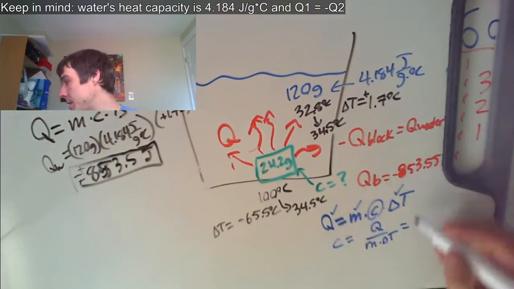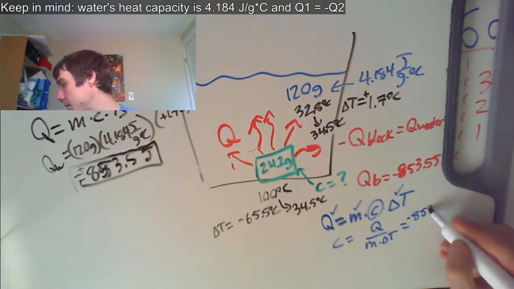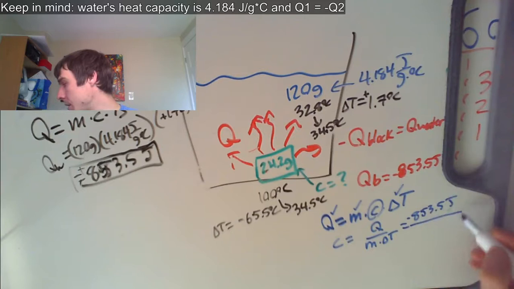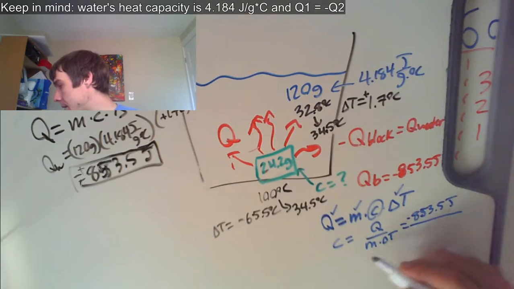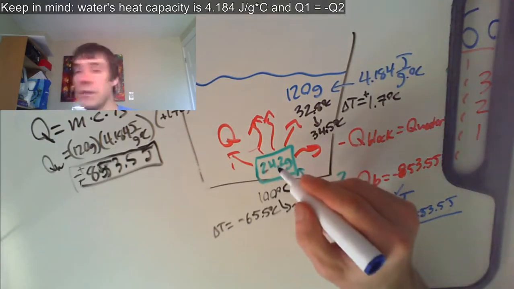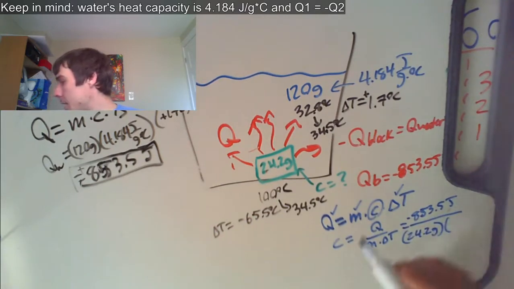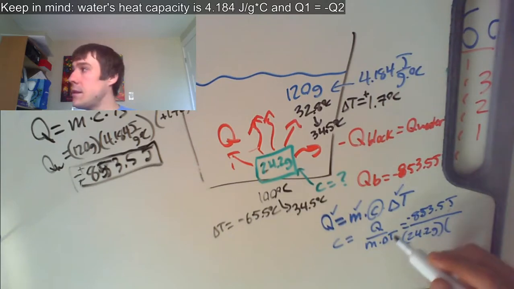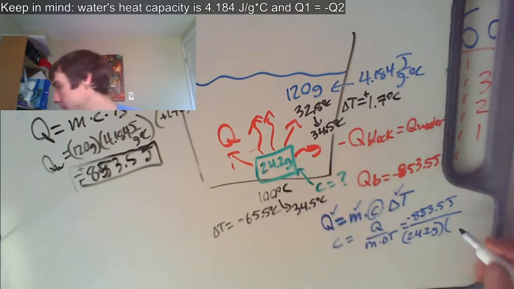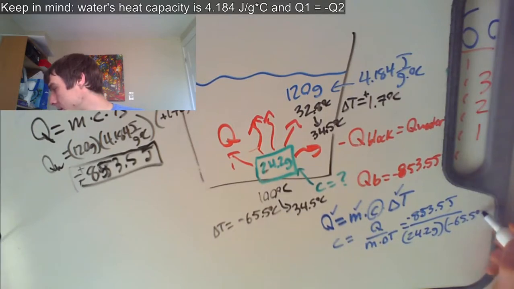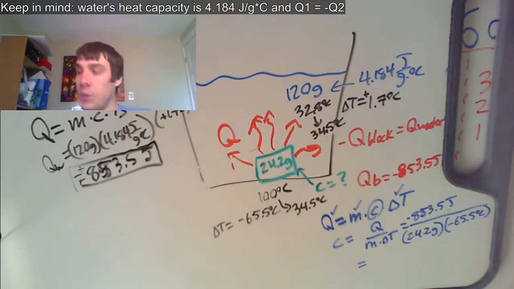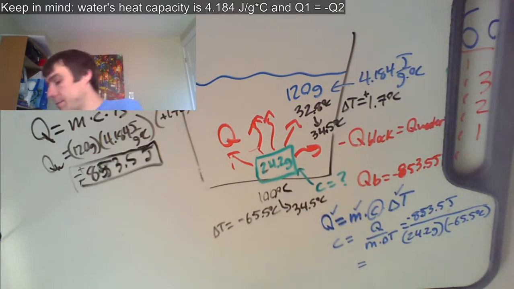So Q is minus 853.5 joules. m is 24.2 grams. And delta T is minus 65.5 degrees Celsius, because it's the change that we're interested in, divided by that. Now we have to be careful when we're putting this into our calculator to make sure that both things end up on the bottom. So usually I suggest just using brackets.